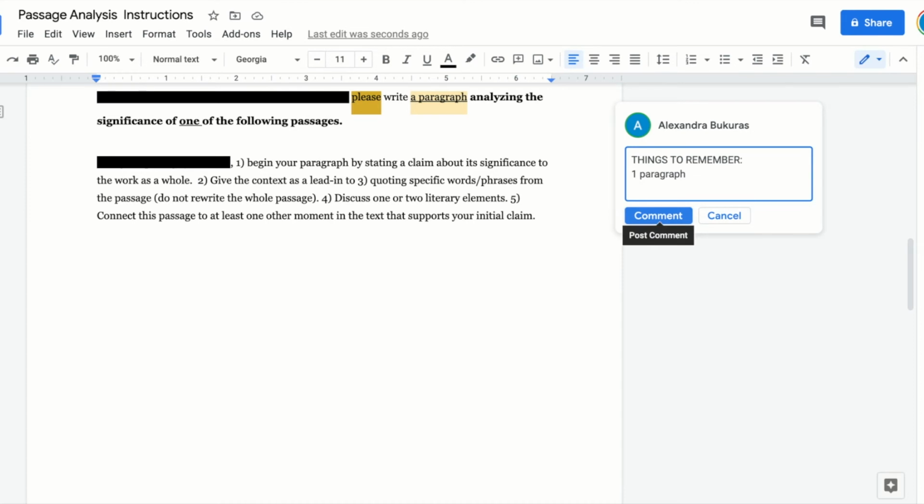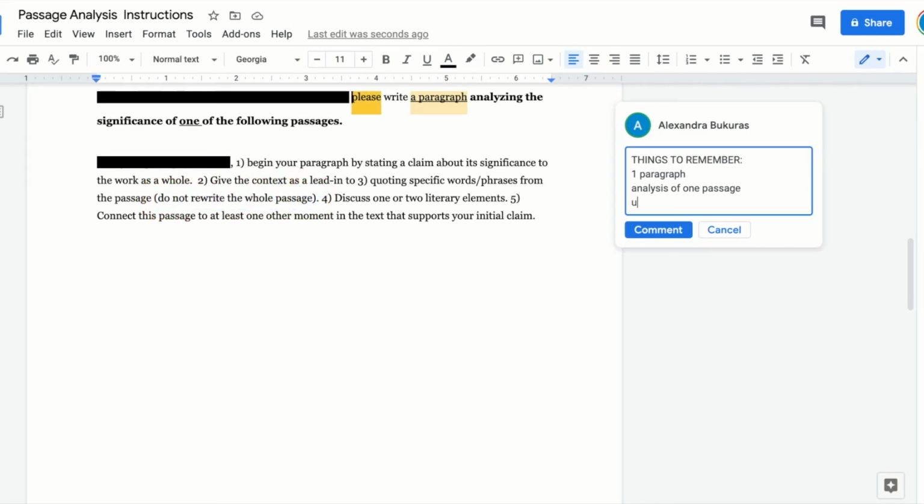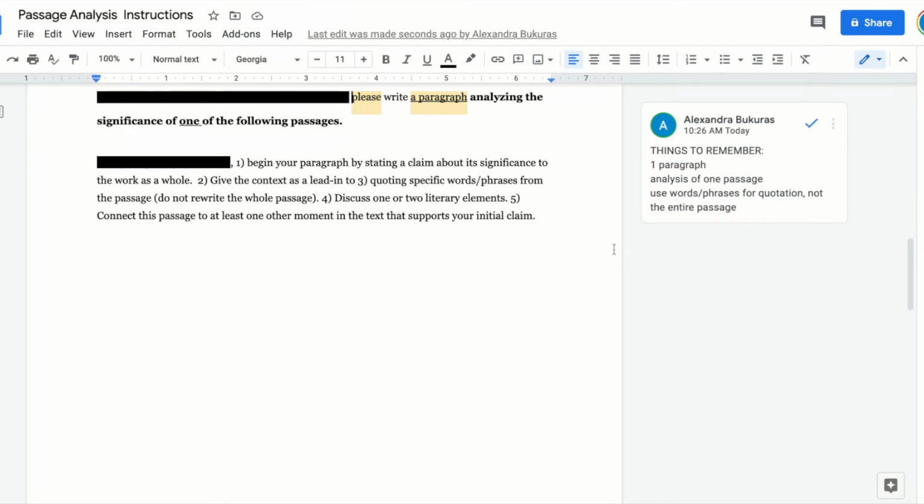Next thing I need to remember is that I am only using one passage for this analysis. So over here, I'll write analysis of one passage. And then the last thing that I'm going to write over here is this right here. This reminds me that I'm not using the whole passage as a quote. I need to choose specific words or phrases to use as a quote in this passage. There we go. I think that covers the main things that I need to keep in mind as I am writing. So now let's go through and make a graphic organizer.